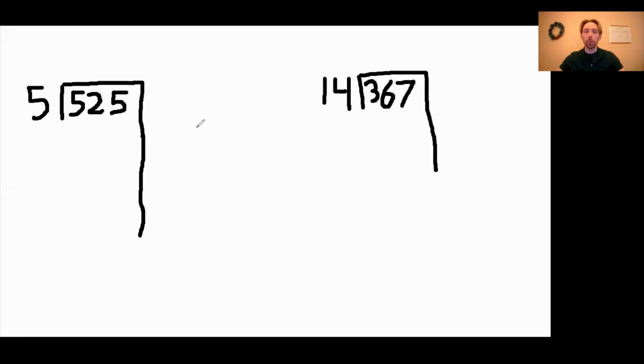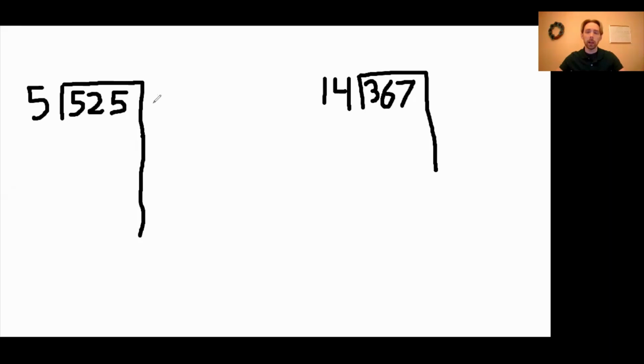So we're going to take a look at two problems, one that does not have a remainder and one that does have a remainder. And hopefully this will help you to better understand the concept. So here we go. Pull up the whiteboard here. All right, so if you look at our first problem, we have 525 divided by 5.